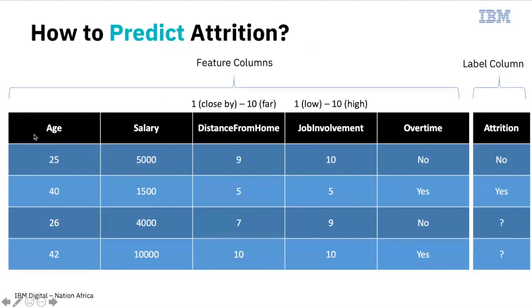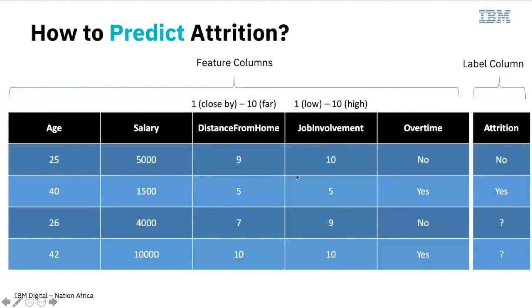The employee's age, their salary, how far is the distance from the employee's house. Here, to make it easier, we use the numbers to signify how far the house is from their work, with 1 being the closest and 10 being the farthest. If an employee is involved in the work a lot, 1 being the lowest and 10 being the highest. If the employee works overtime or not.